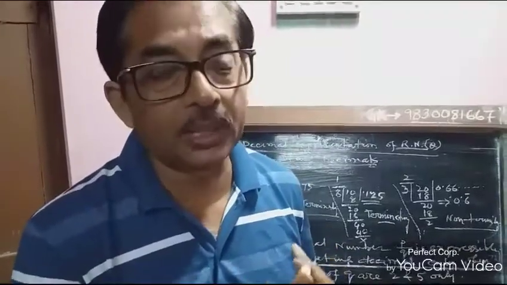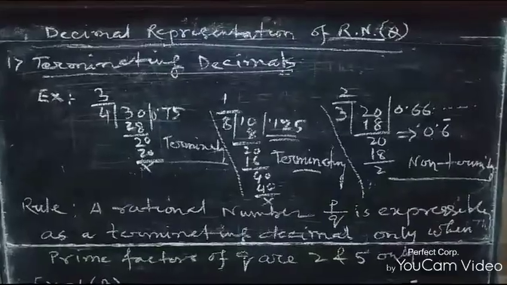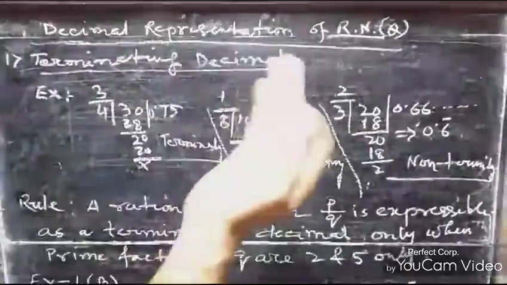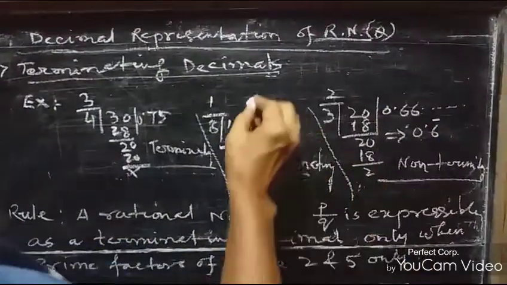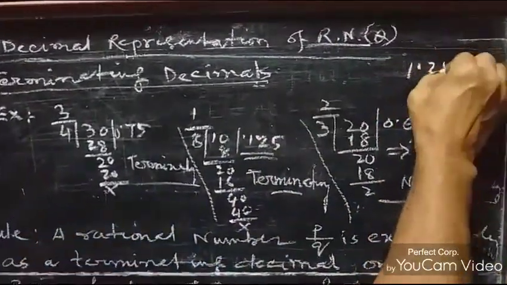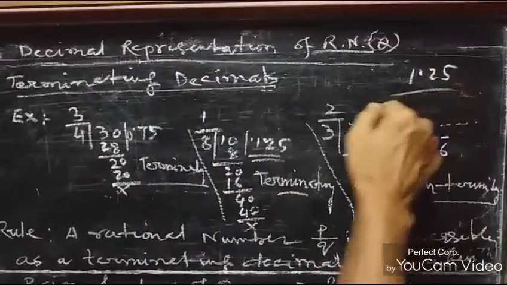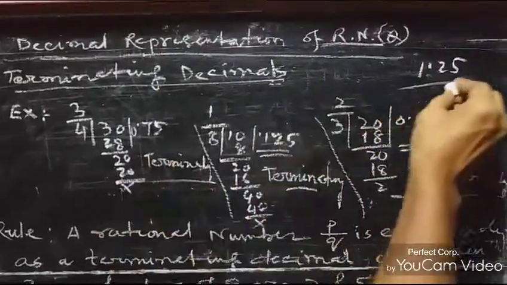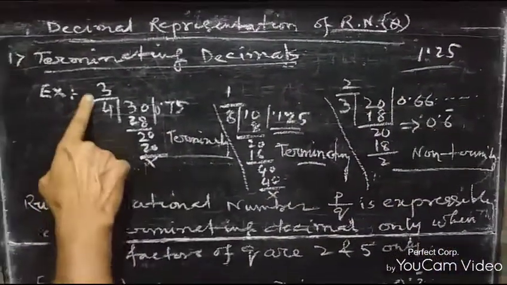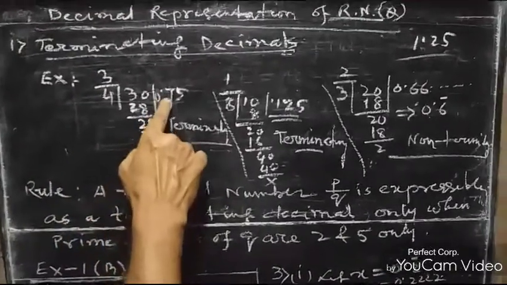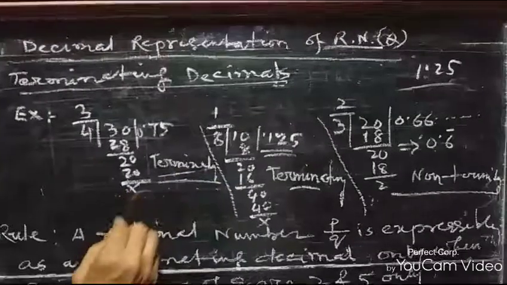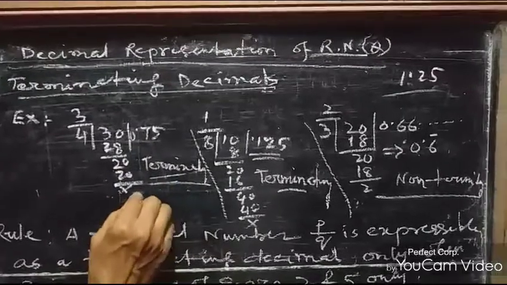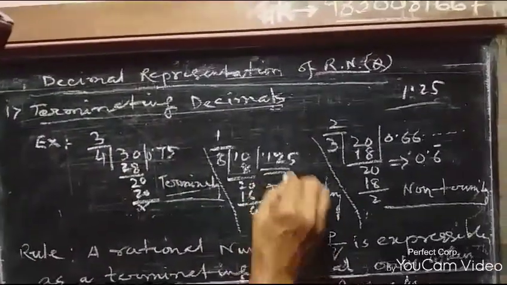Next, see exercise 1B. Here it is the decimal representation of rational numbers. Any number can come in the form of a decimal, suppose 1.25. This is the representation, how we represent it. Here I am taking some examples. 3 by 4, after 2 decimal places, is terminated. It is called terminating because no further decimal digits will come. This is the end of this division.